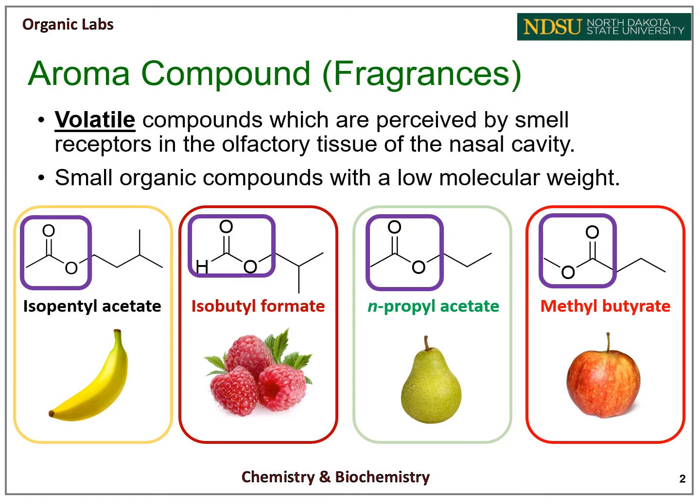Isopentyl acetate, which we will be synthesizing, has the familiar odor of a banana. Isobutyl formate smells like raspberries. N-propyl acetate is known for its characteristic odor of pears. Methyl butyrate has a fruity odor which resembles an apple or a pineapple. Let's move on to the next page to talk about the chemical reaction.